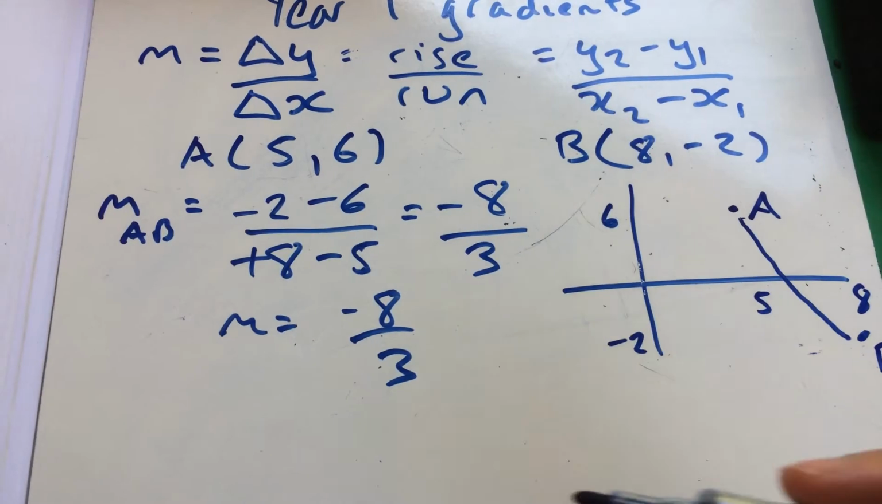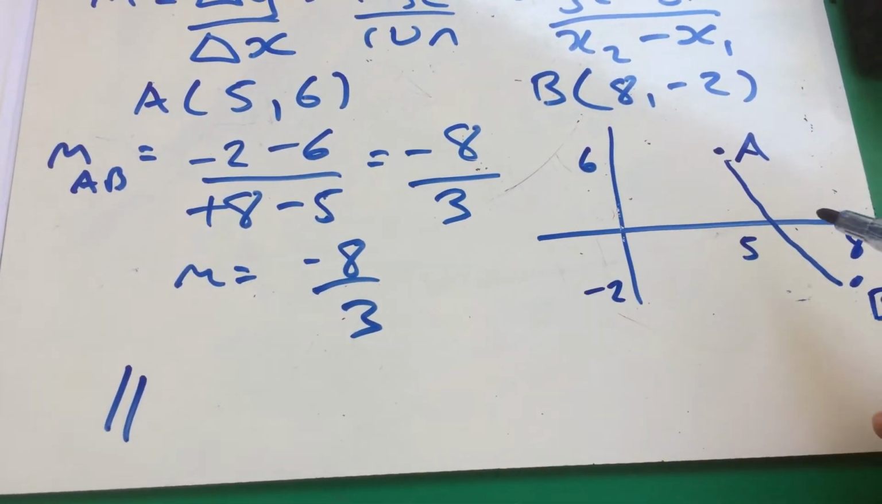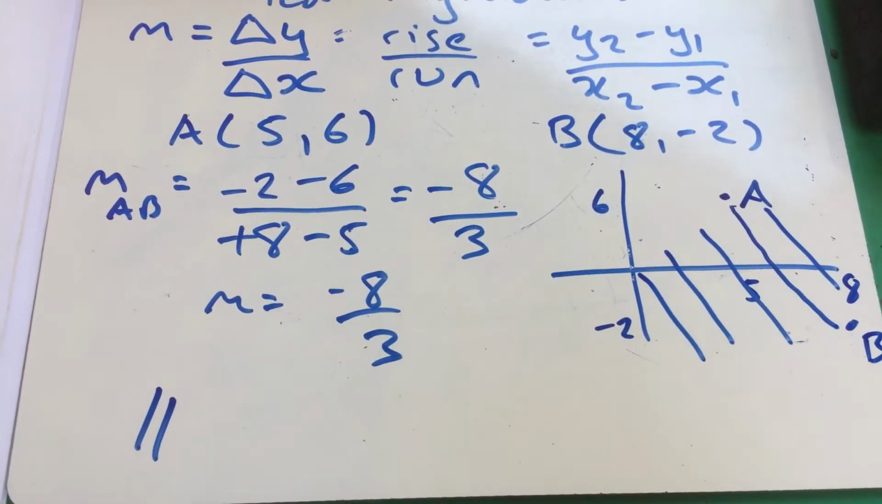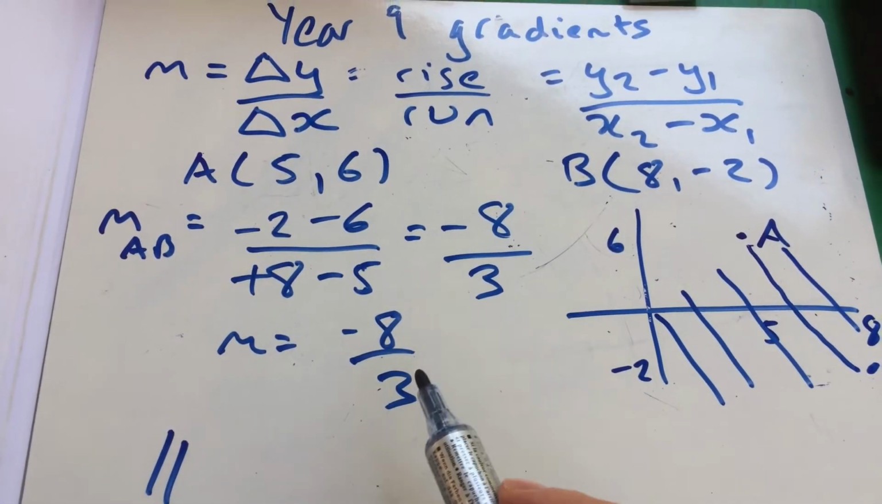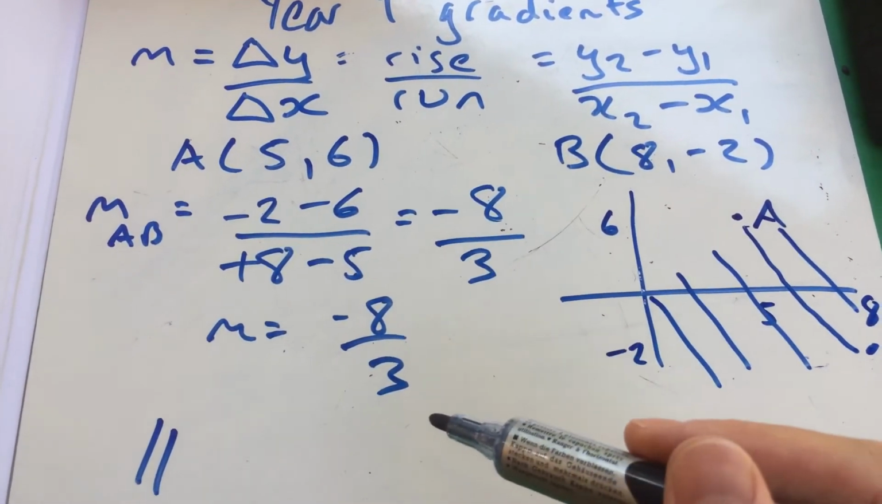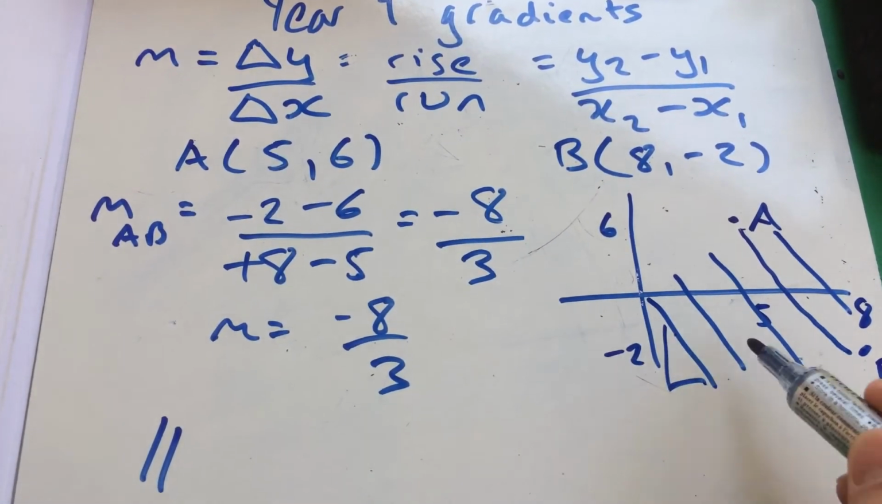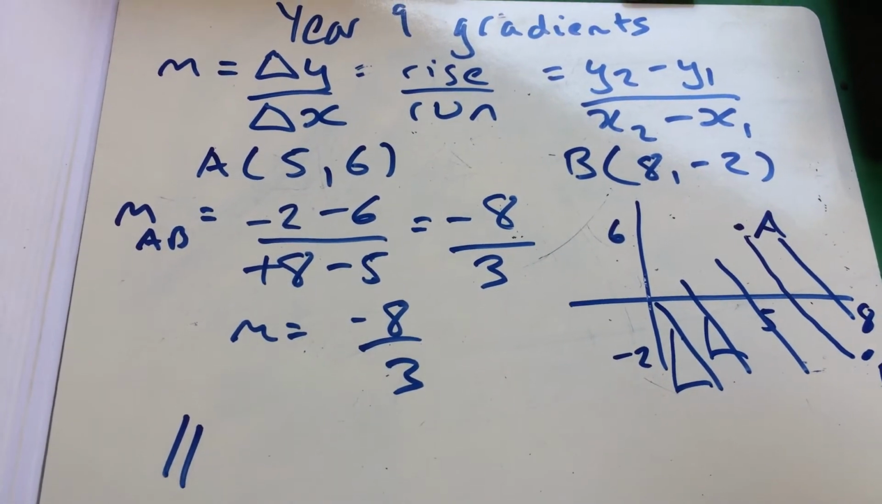Now we go on to parallel lines. And remember, all parallel lines have the same gradient, so every line that is parallel to AB will have that exact same rise over run. It'll go down 8 for every 3 it goes across. That triangle there would be exactly the same for all parallel lines.